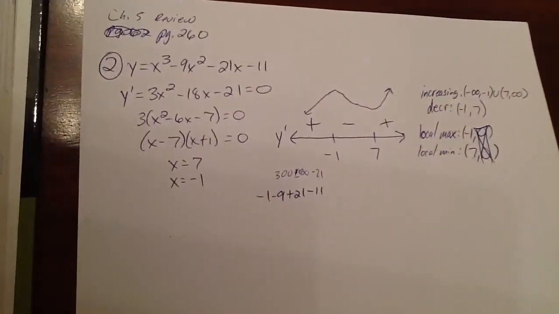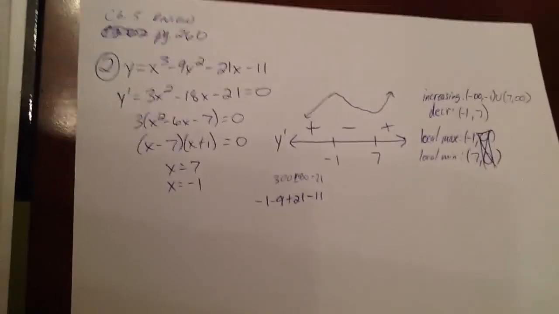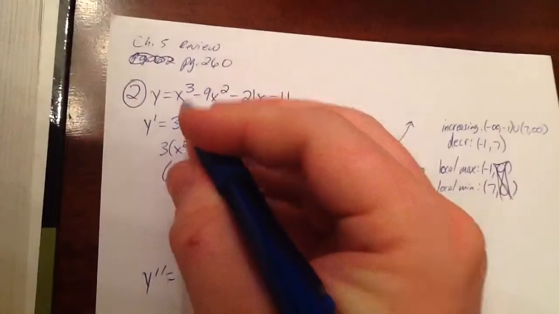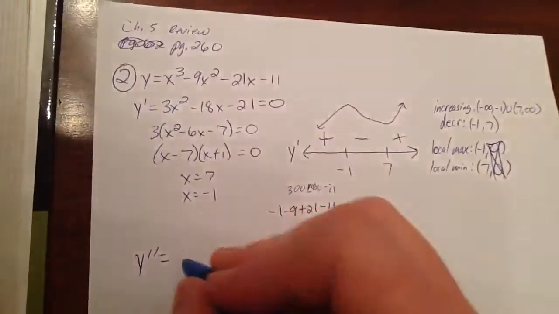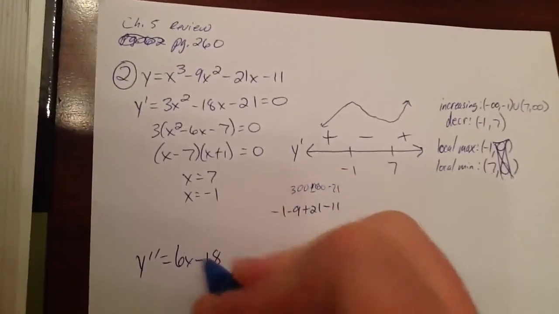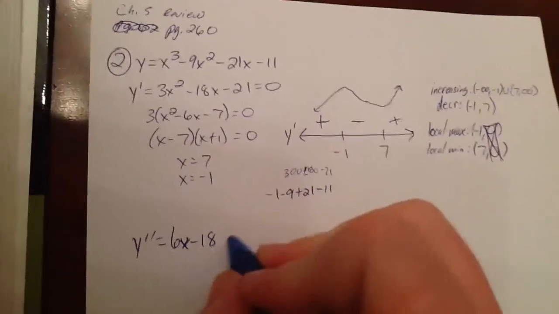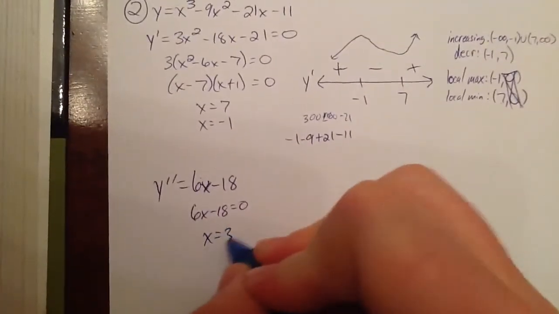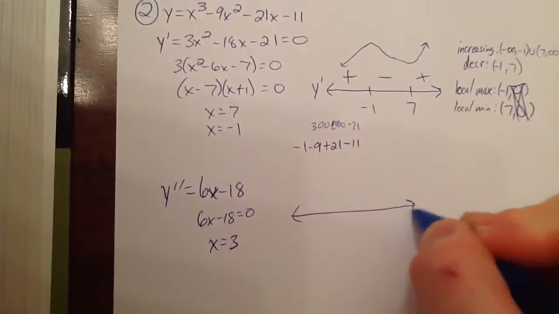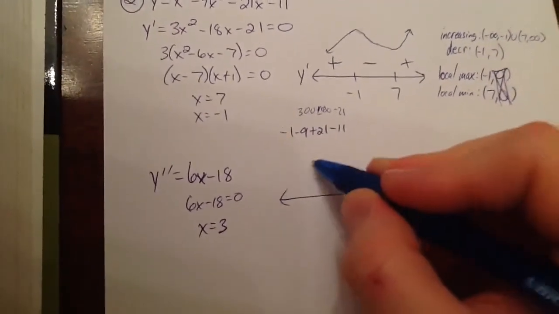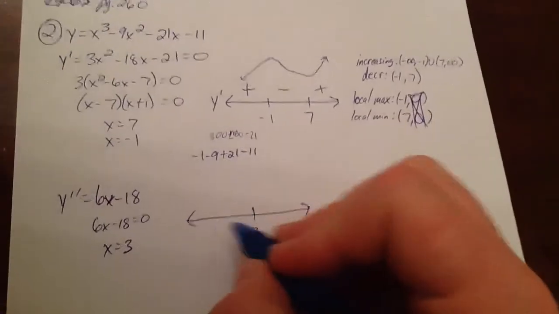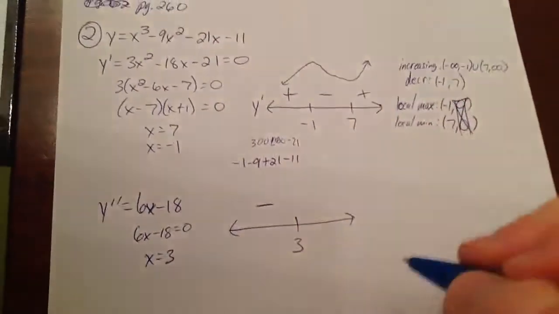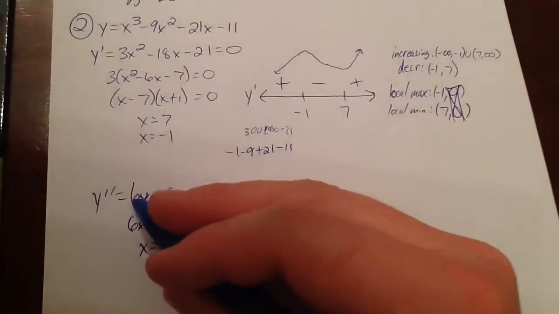Now do second derivative for the concavity and point of inflection. So there's the first derivative. My second derivative, the derivative of that one would be 6x minus 18. Set that equal to 0 to find the point of inflection. So add 18, divided by 6, x equals 3. So that tells me at 3 the concavity is probably going to change. We have to check. So I check to the left, plug in 0. 0 minus 18 is negative. Plug in like 5, 30 minus 18 is positive.